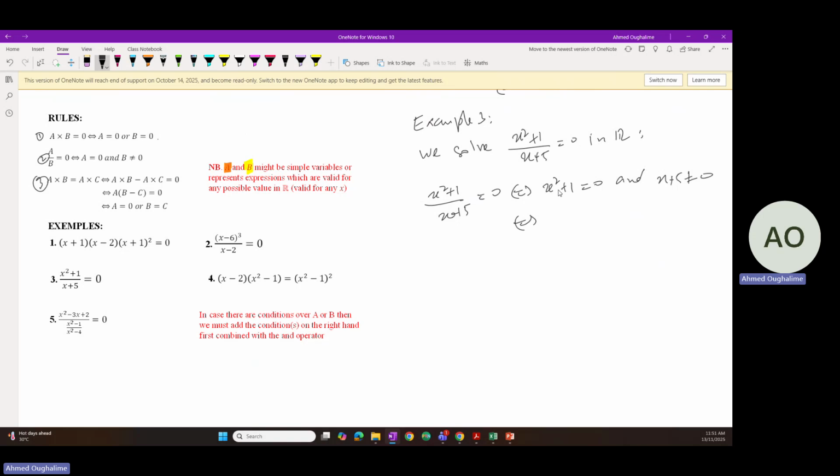This comes to say that x belongs to the empty set, and x different from negative 5, because x squared plus 1 cannot be 0. This is impossible, so x belongs to the empty set. It means that this equation has no solutions.